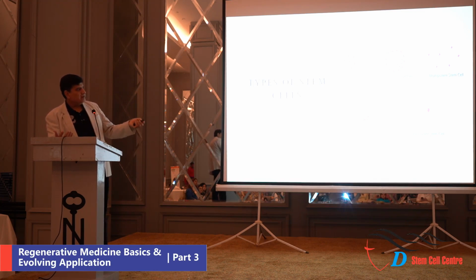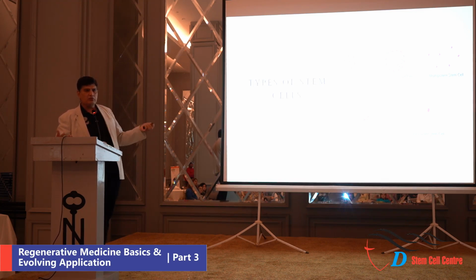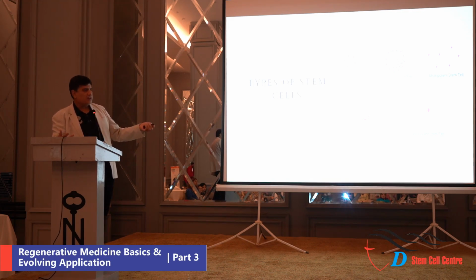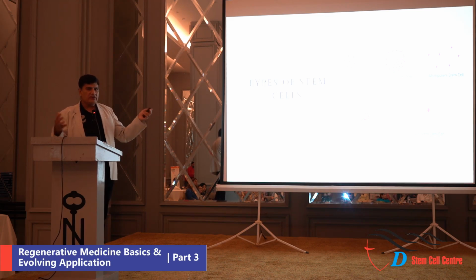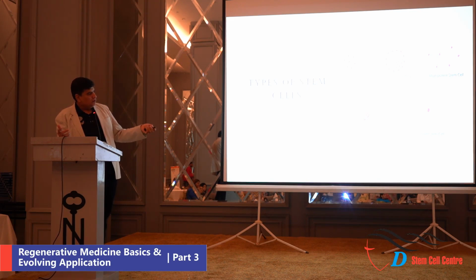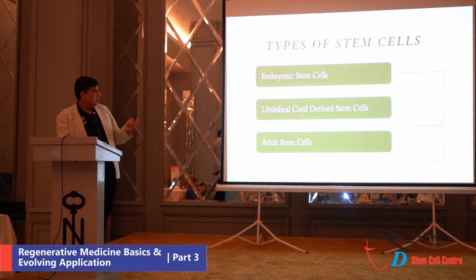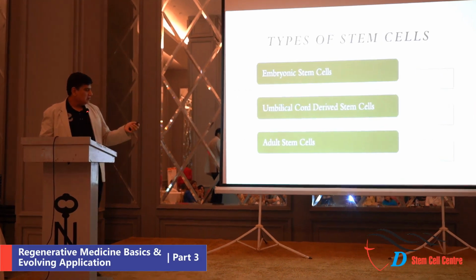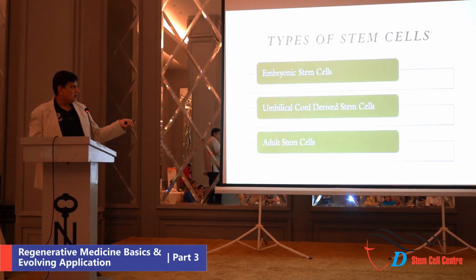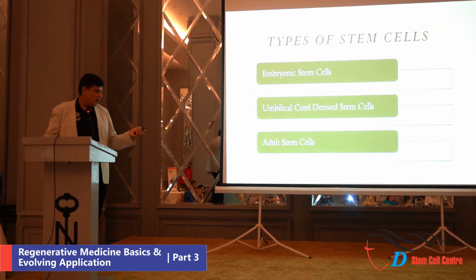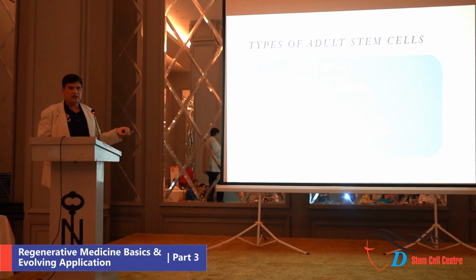Then multipotent cells, all the adult stem cells we get, whether adipose derived or bone marrow, all those are multipotent. When they further differentiate, their differentiation potential decreases to a specific layer, then we call them oligopotent. And then we call them unipotent, meaning they can produce only one type of cell, nothing more. Right? Then embryonic, umbilical cord derived stem cells and adult stem cells. I will be talking only about the adult stem cells.